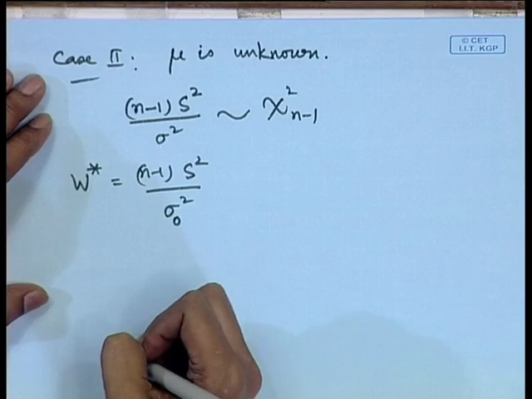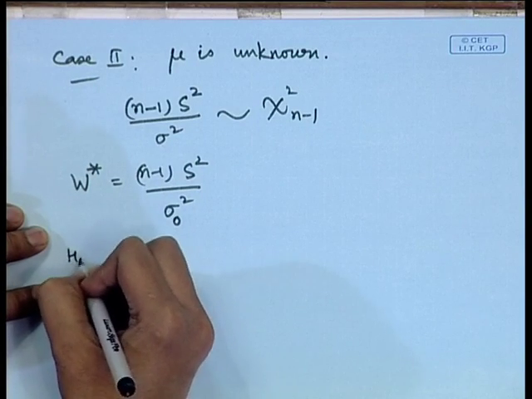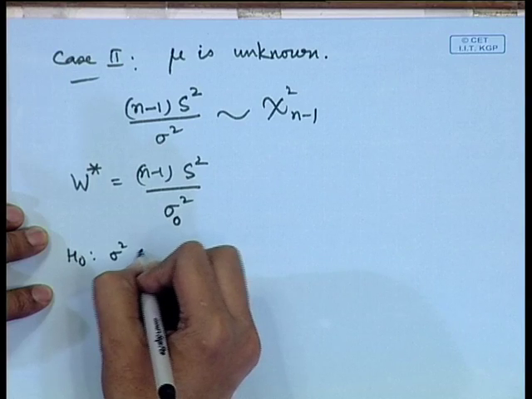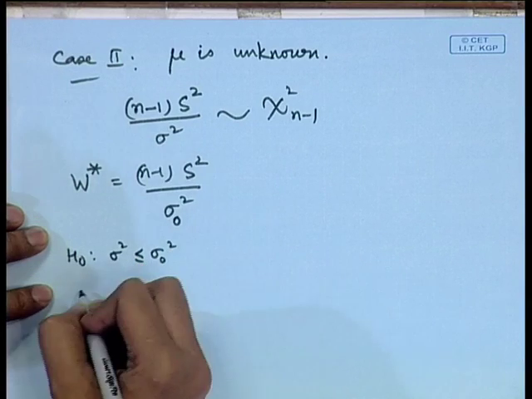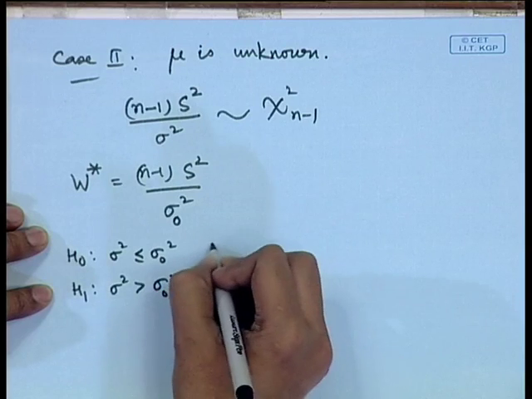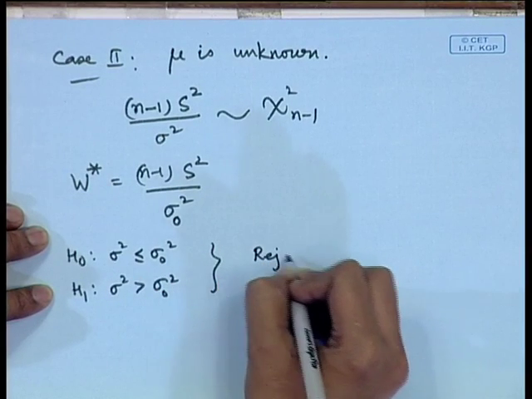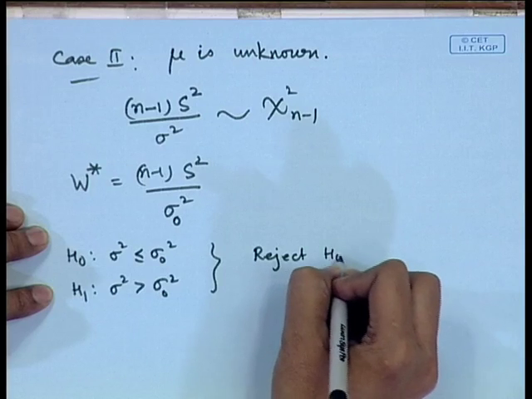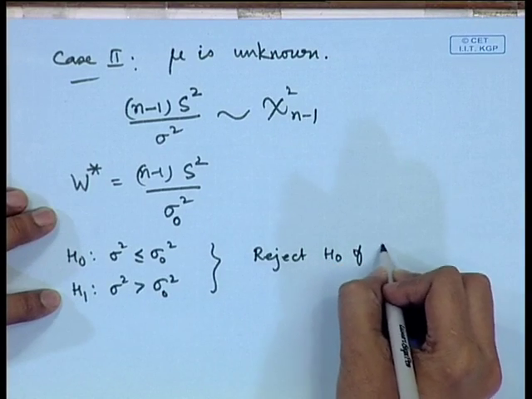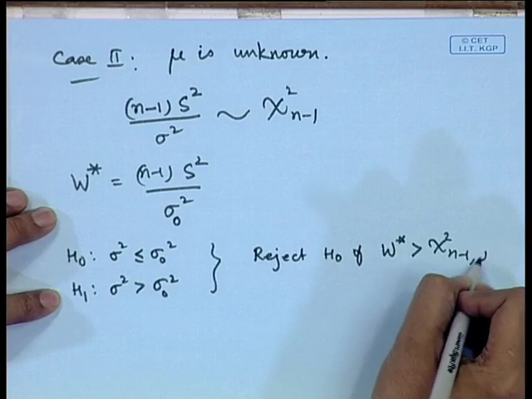So, let me call this statistic W star as n minus 1 S square by sigma square, sigma naught square here. So, if we are testing the hypothesis, say of the form, H naught sigma square is less than or equal to sigma naught square against H 1 sigma square is greater than sigma naught square. So, what will be the test function? Reject H naught if W star is greater than chi square n minus 1 alpha.